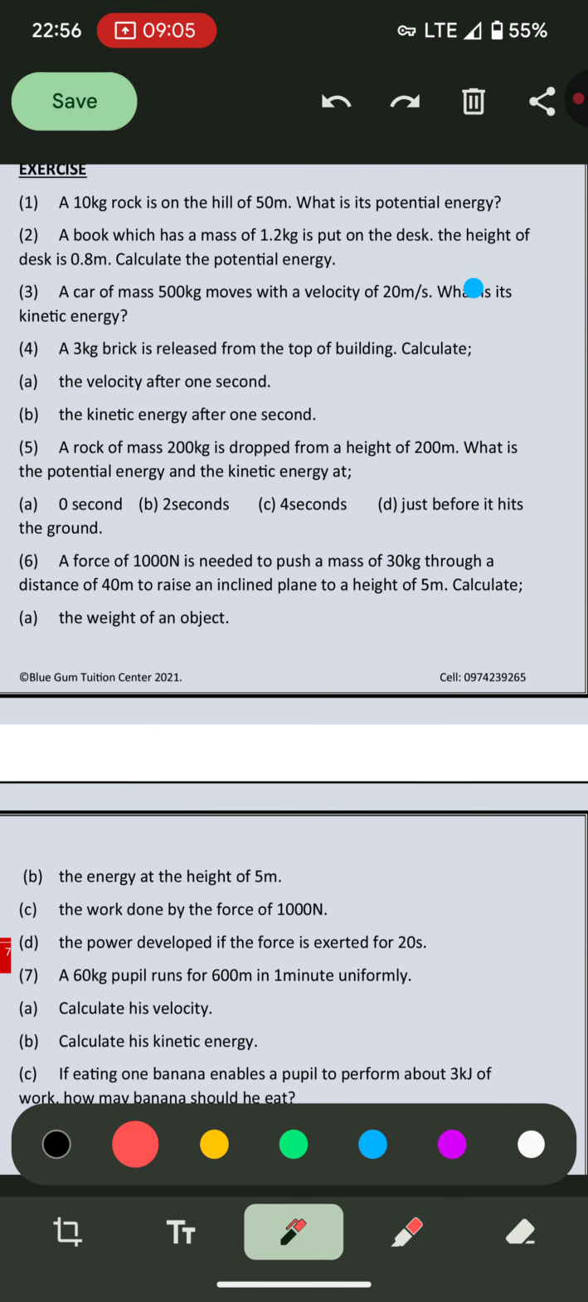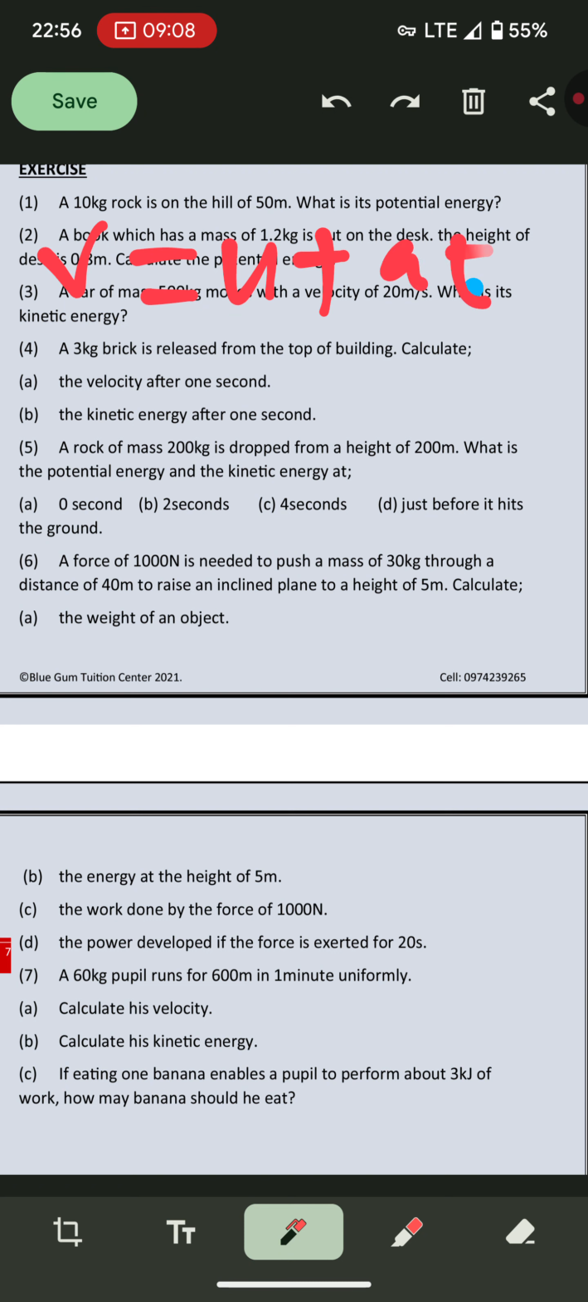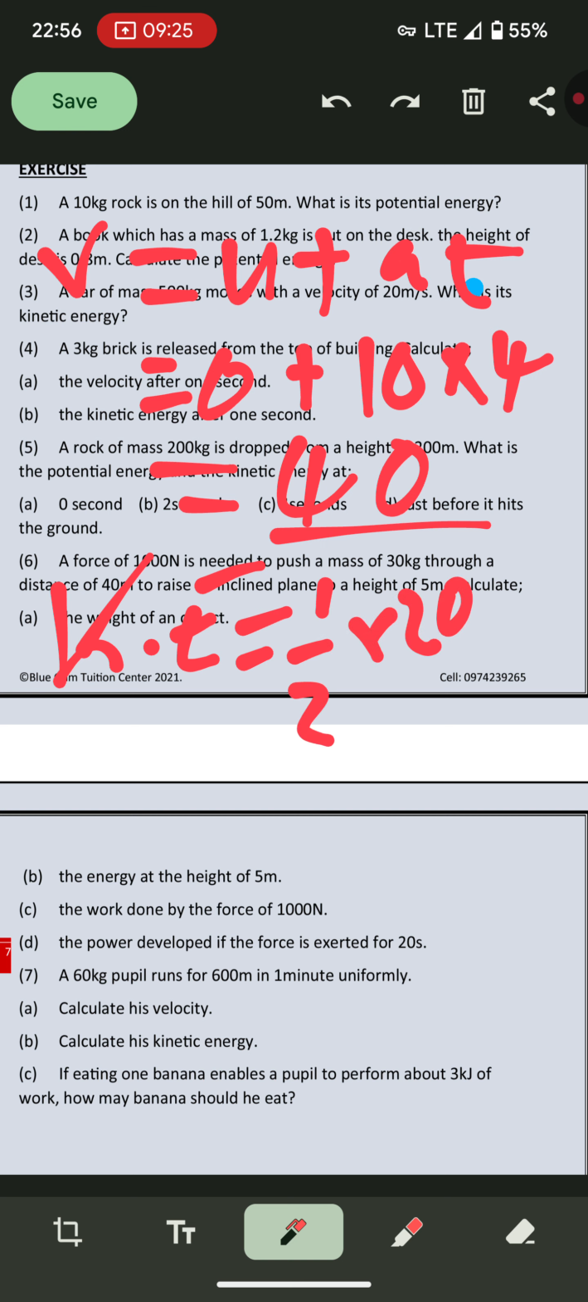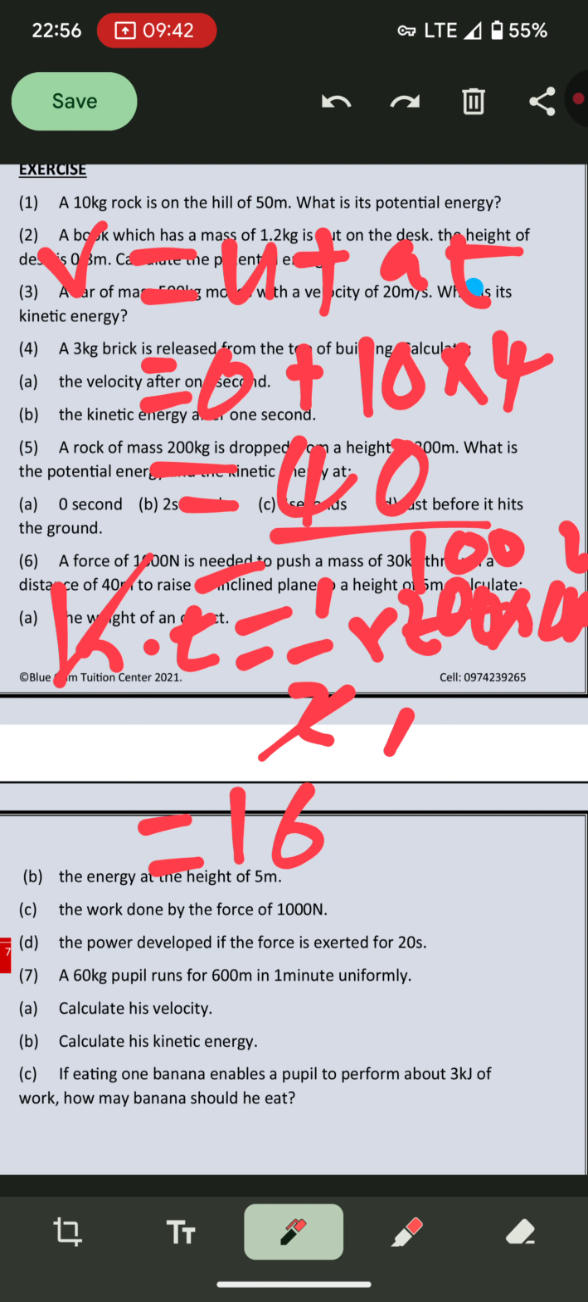So you say V is equal to U plus AT, right? So V, U is 0, plus acceleration is 10, time is 4, so it's 40, right? Then use this velocity to find the kinetic energy, which is half times m, which is 200, times 40 squared. So this and this go, this is going to be 100 times 40 squared. It's going to be something like 160,000, maybe 160 kilojoules.